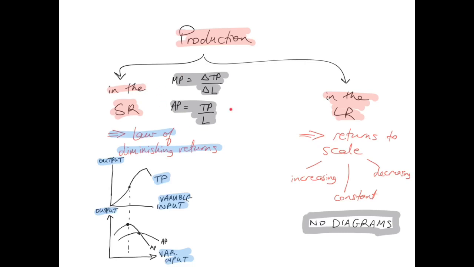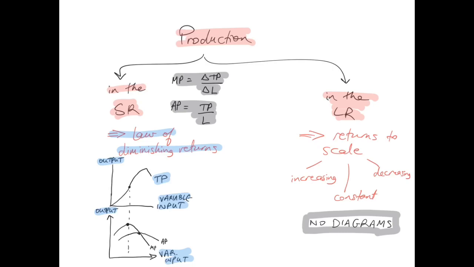And here are the equations for marginal product and average product. Marginal product is equal to delta TP over delta labor. Labor here is the variable input. It could be any other input that's variable, but the point is it's the change in total product over the change in the variable input. AP, average product, on the other hand, is TP divided by the number of units of the variable input, which is labor in this example.